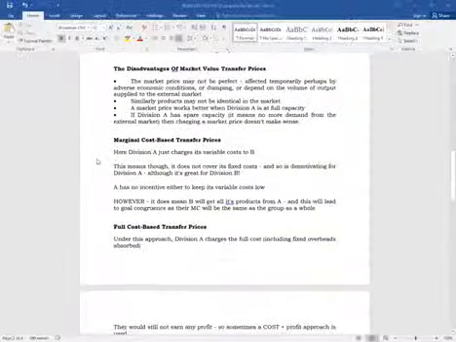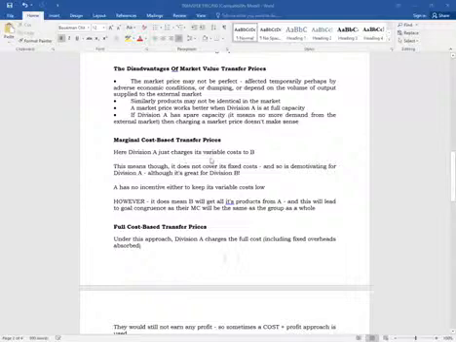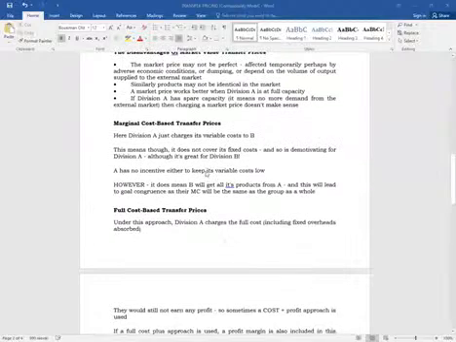marginal cost. Here, division A just charges its variable cost to B. This means that it does not cover its fixed cost, and so it's demotivating for division A. Although it's great for division B, A has no incentive either to keep its variable cost low. However, it does mean that B will get all its products here from A. Yes, that's a very big advantage because now those costs are quite low. B is going to get all its products here from A.